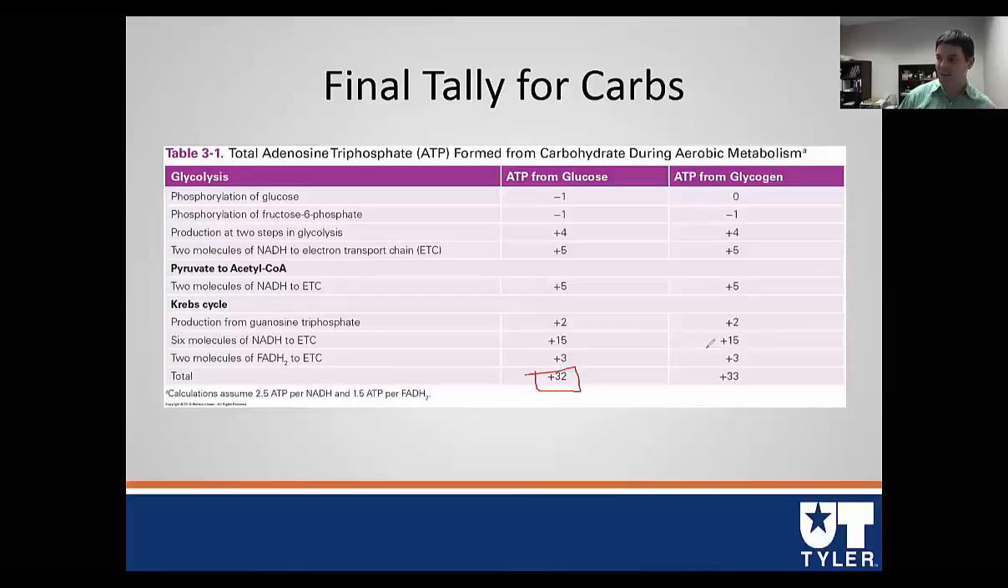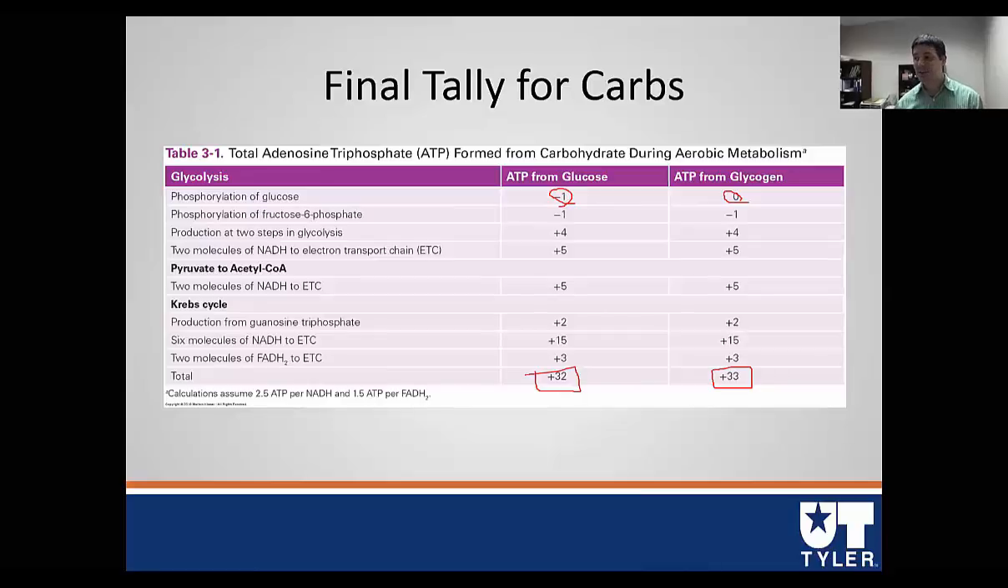The book also has this for glycogen. I won't walk through it all again, but in glycogen you'll see the only difference is that when we cleave the molecule from glycogen, it is automatically already glucose 6-phosphate, and therefore we don't have this extra input in here. Therefore our yield is 32 and 33.